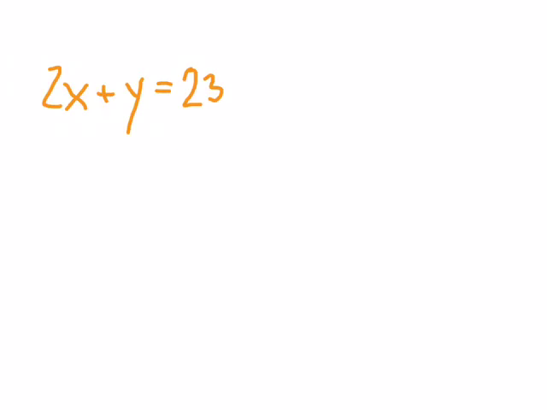So here's an equation that looks a little bit different. 2x plus y equals 23. I could still do this. I could just kind of figure it out, maybe pick an x value and then solve for y. But it's kind of nice when you can just put an x value in and it spits out a y value. So solving for y is a nice thing to learn to do.